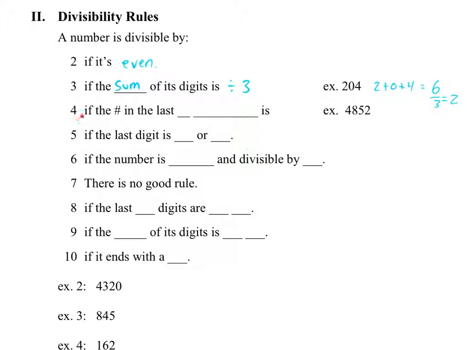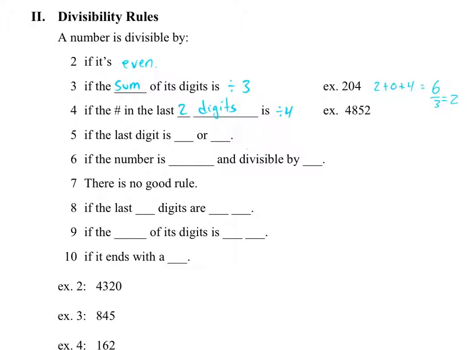For 4, well, first it has to be even, but that'll work about half the time because some even numbers aren't divisible by 4. Like 6 isn't divisible by 4. But if the number in the last two digits is divisible by 4.